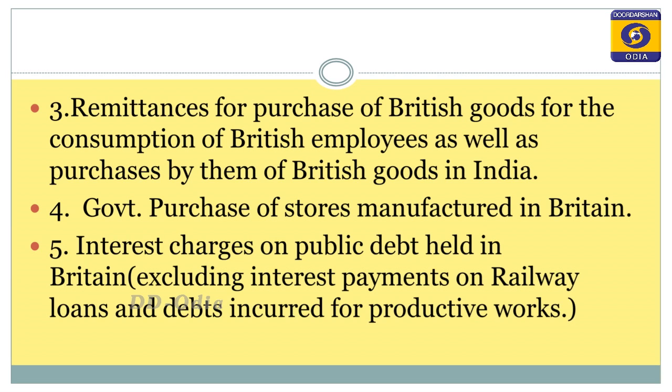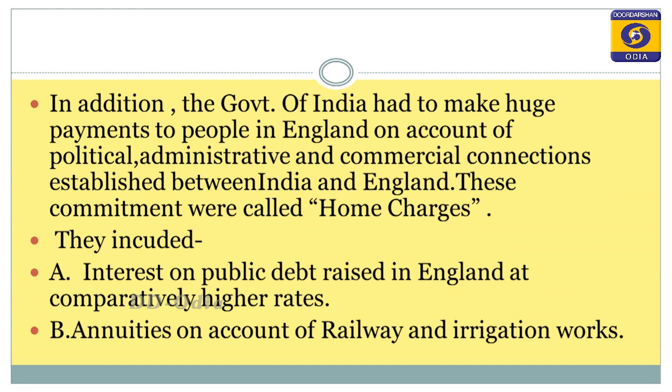Then the fourth is government purchase of stores manufactured in Britain, and the fifth is the interest charges on public debt held in Britain, excluding interest payments on railway loans and debts incurred for productive works. In addition, the government of India had to make huge payments to people in England on account of political, administrative and commercial connections established between India and England. These commitments were called home charges.